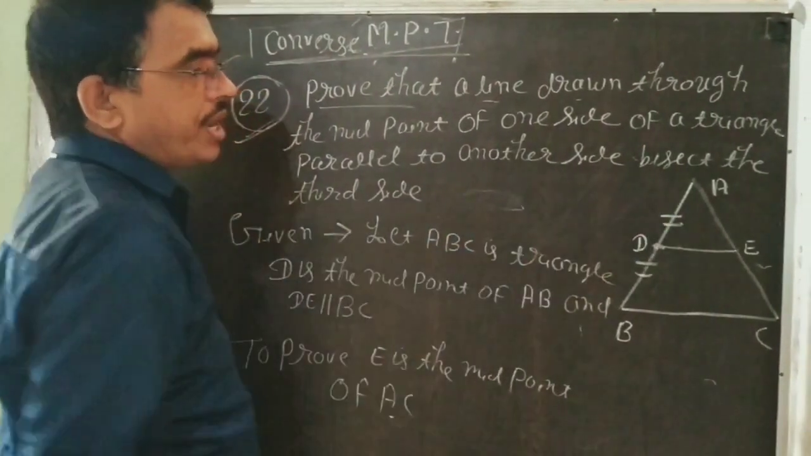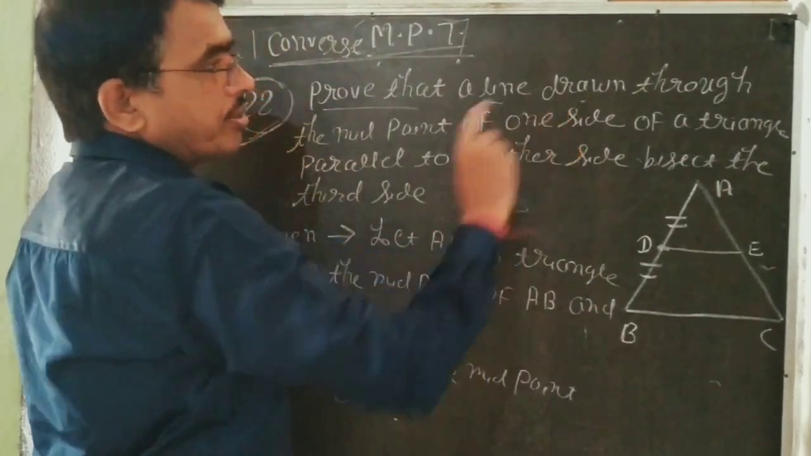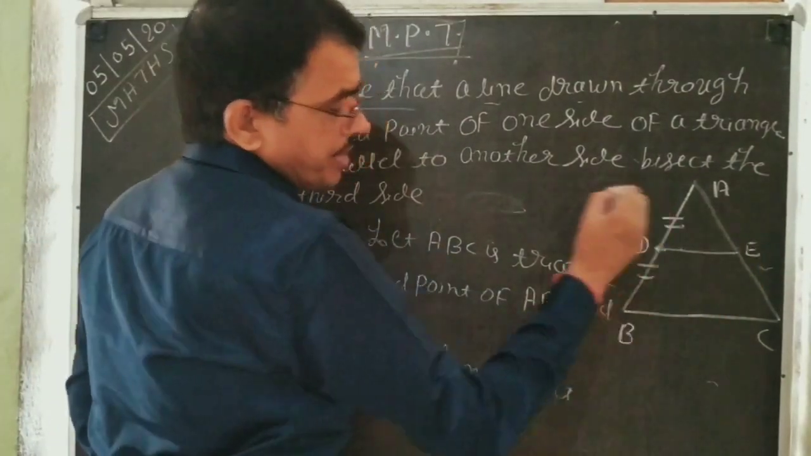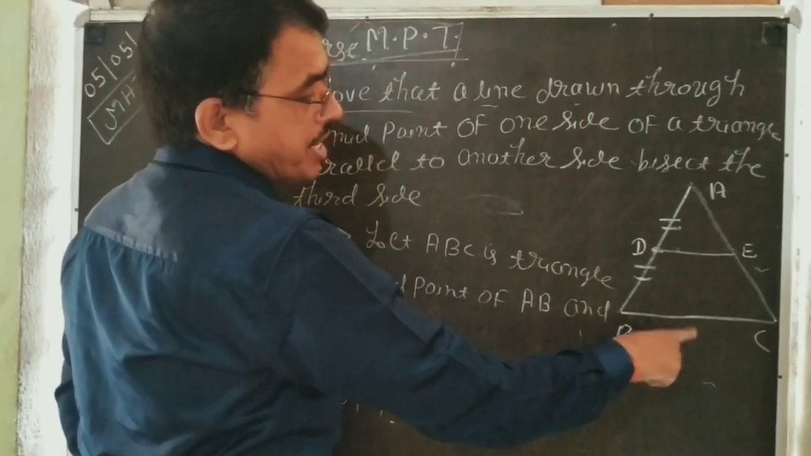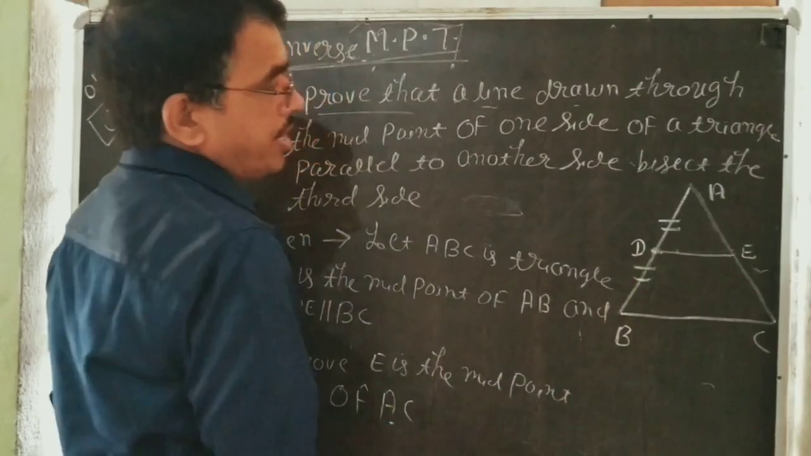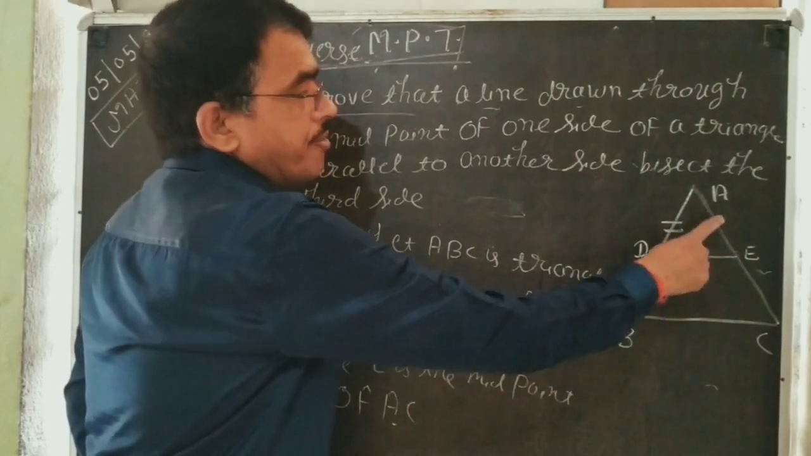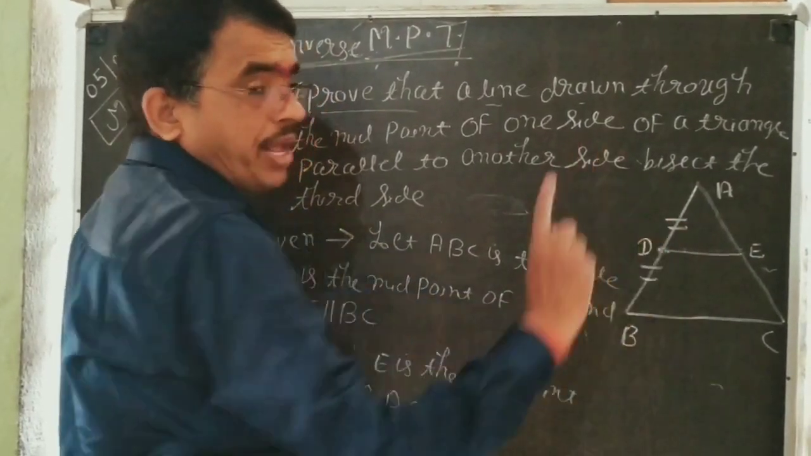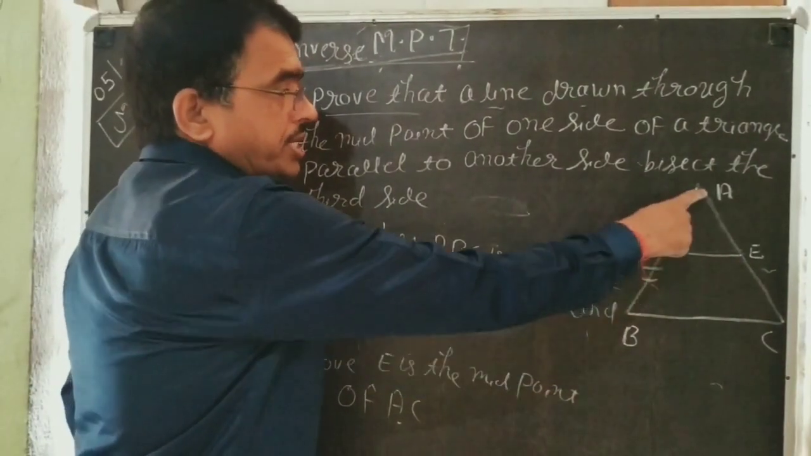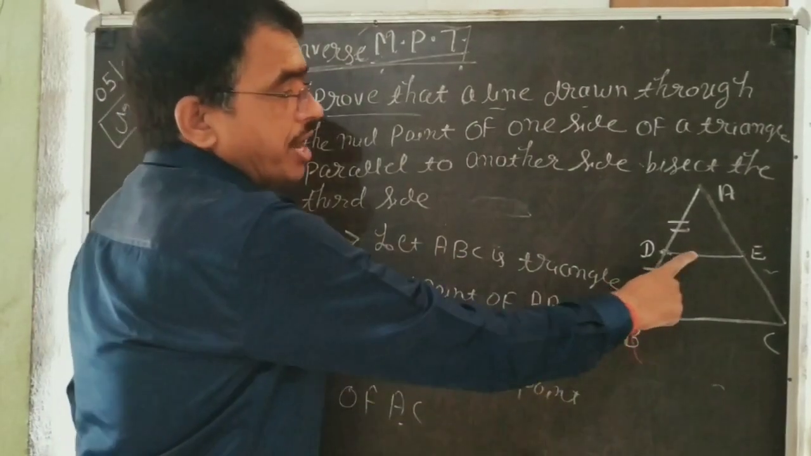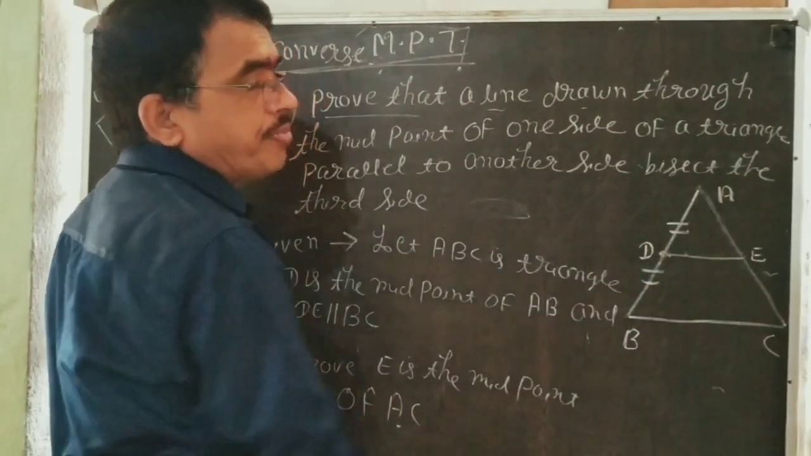So dear students, I draw a figure ABC. ABC is a triangle. D is the midpoint of AB, it is given in your question, and DE is parallel to BC, it is also given. Then you have to prove DE bisects AC. It is the converse of MPT. In the midpoint theorem, both points are given as midpoints and you prove the lines are parallel. But in the converse, only one point is given as a midpoint, and the other statement given is that the lines are parallel. So you have to prove that the second point is also the midpoint of the other side.